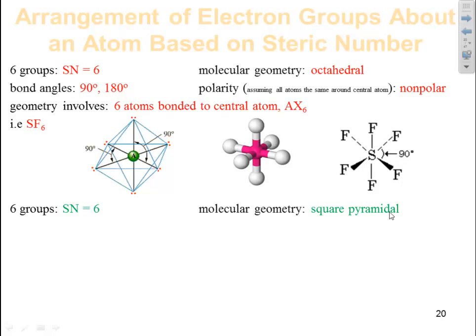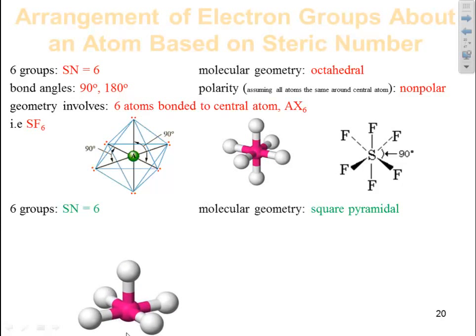Okay, steric number equals 6. Now let's throw in a lone pair. That's going to end up being square pyramidal. Basically, it's going to prefer one of these axial positions. That's where it's got the most room. So therefore, one of these will be a lone pair. So then if you're just looking at the atoms, you got a square and you got a pyramid. Square pyramidal.